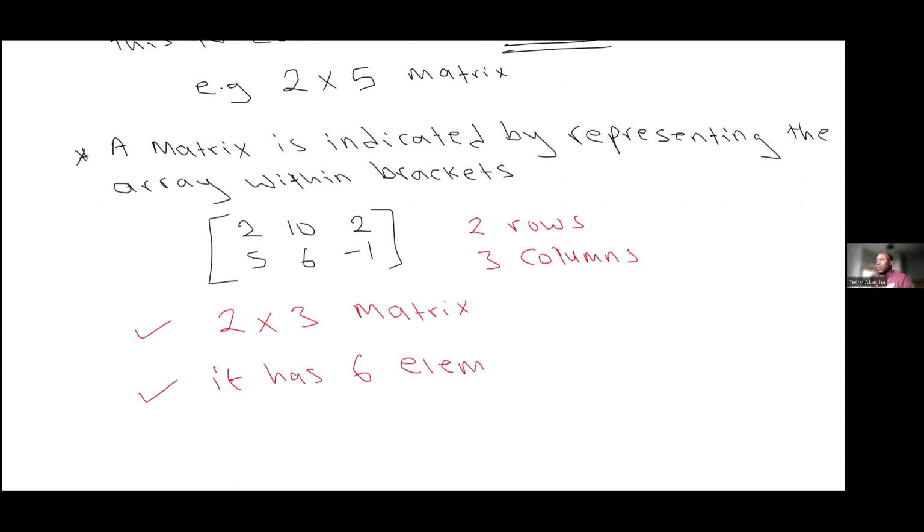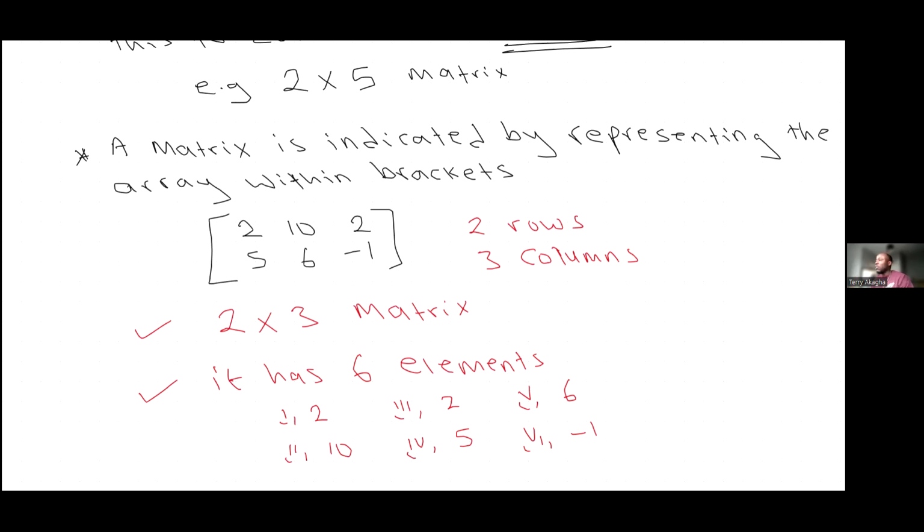Are you seeing it? The first element is 2. The second one is 10. The third one is 2. The fourth one is 5. The fifth one is 6. And the sixth one is -1. Are you seeing it? So these are the elements in this matrix, but it's a 2 by 3 matrix.